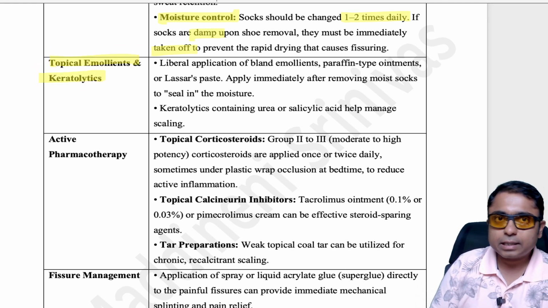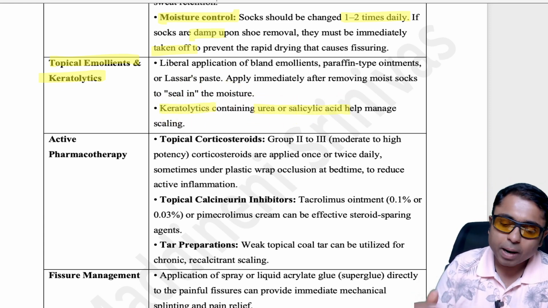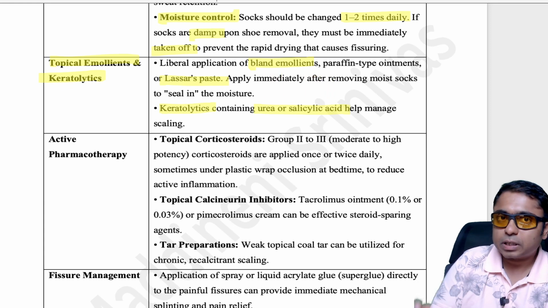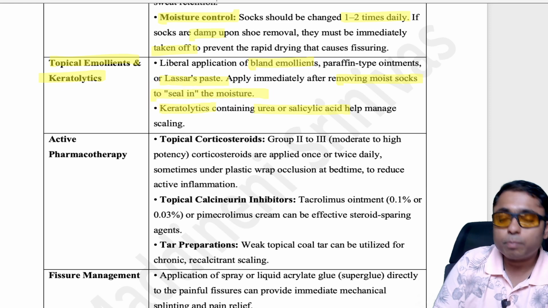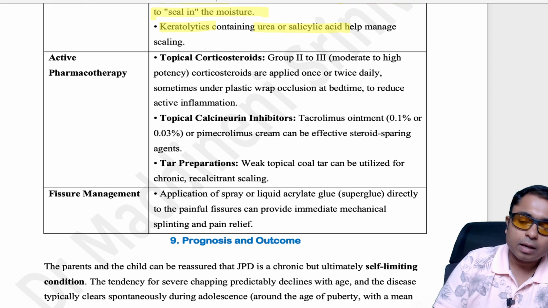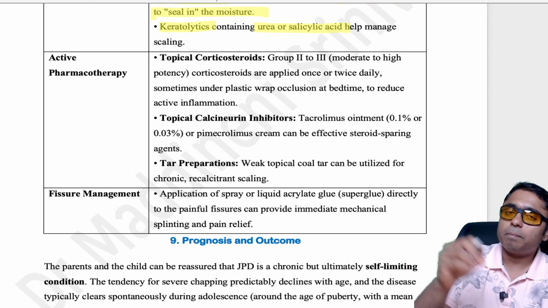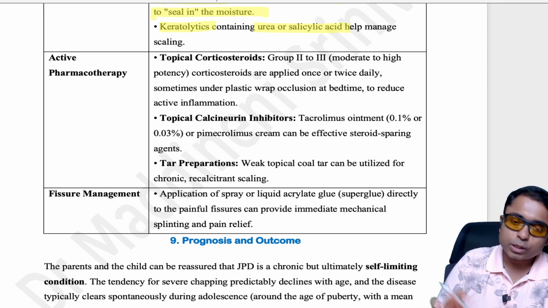Topical emollients and keratolytics could be used because the stratum corneum layer is affected here. We can use keratolytics, urea, salicylic acid, to manage the scaling part, and bland emollients, paraffin type ointments, Lassar's paste can also be used. Apply the topicals immediately after the moist socks are removed, so that the moisture is sealed in the skin, in the stratum corneum especially. We should not remove the socks and let the skin become dry and only after that apply the cream. Instead, immediately after the removal of the socks, the topical agents, creams or emollients should be applied.